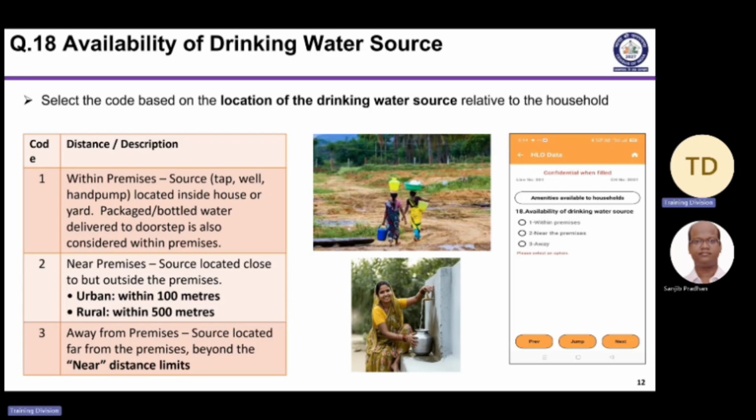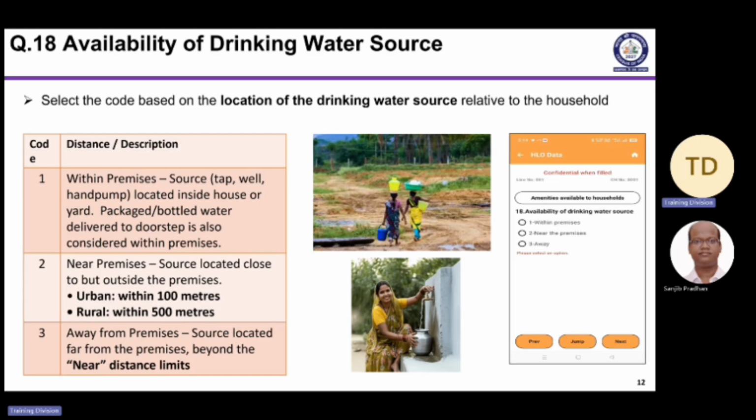The next is if the source is located close to the house, but not in the premises: near the premises. Now we are defining what is near the premises. In an urban area, if the source is within 100 meters, then it is called near the premises. For rural, if it is within 500 meters, it is called near the premises. For census towns? Rural. It will be treated as 500 meters. Okay. Now we have decided whether it is within premises or near the premises. If it is neither, then of course it will be away from the premises.